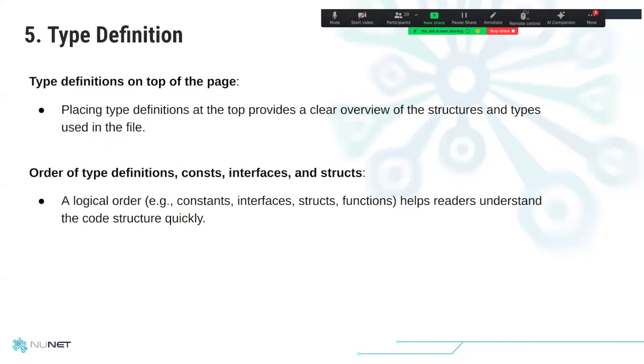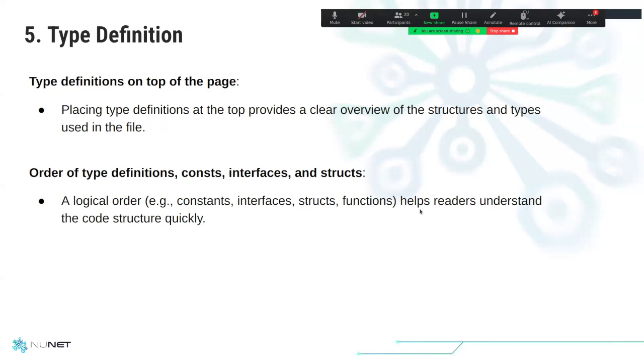One of the things is that we try to define them on top of the file, just to have a clear overview of what things we have and the order of them. Basically, the order is constants, interfaces, and then structs, and then their methods and so on.